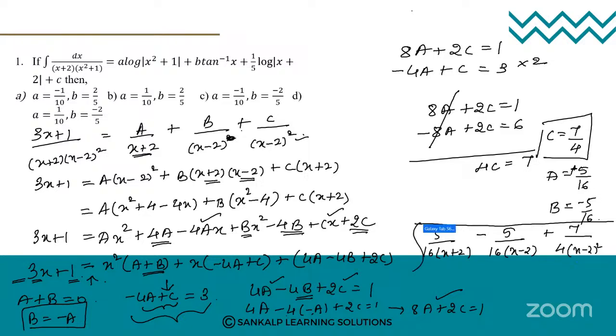Now if we integrate this, anyhow 5 by 16 is constant only. Now the differentiation of the denominator is present in the numerator, so this will be log of x plus 2, which is modulus. Similarly here 5 by 16, again the differentiation of x minus 2 is 1 minus 0, which is present in the numerator. So this becomes log of x minus 2, plus 7 by 4. Now tell me, how will you integrate the second one?